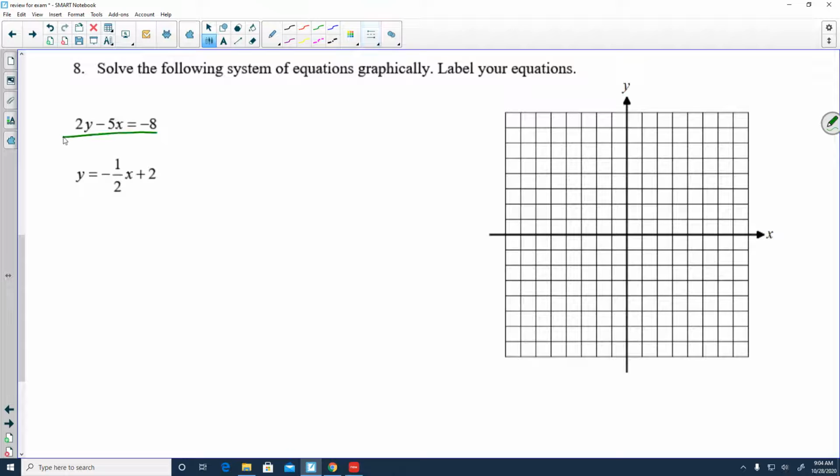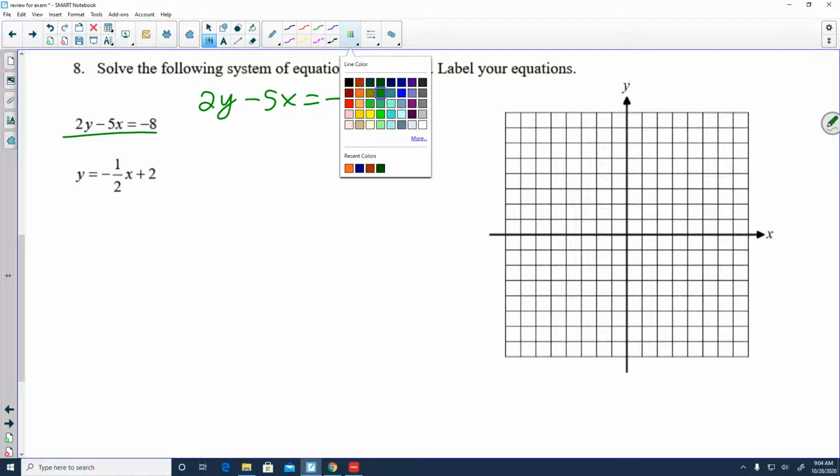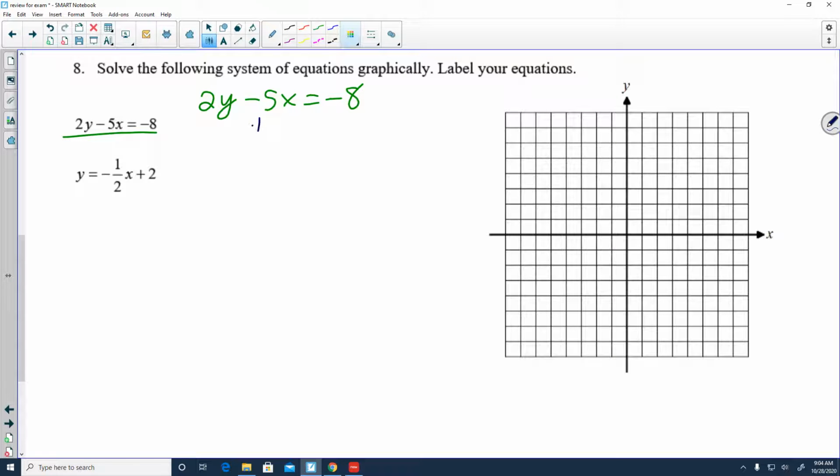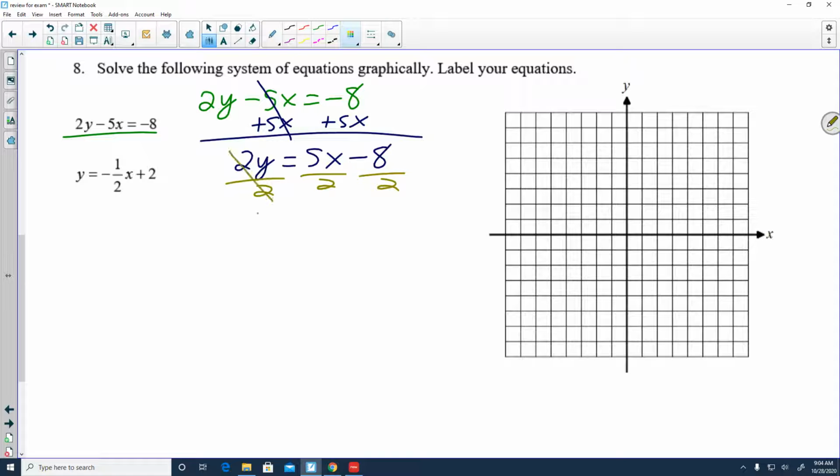If we try to graph this guy the way it's written, we're going to run into an issue because y is not by itself. So what we have to do is get y by itself. So we have to add 5x to both sides. Okay, these are going to go away. We're going to be left with 2y equals 5x minus 8. And then we're going to divide each term in my equation by 2. Okay? That's going to leave us with y equals 5 over 2 x minus 4. Okay?